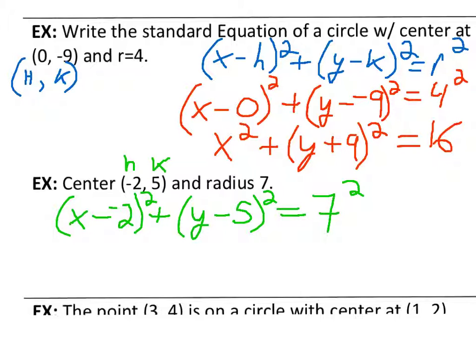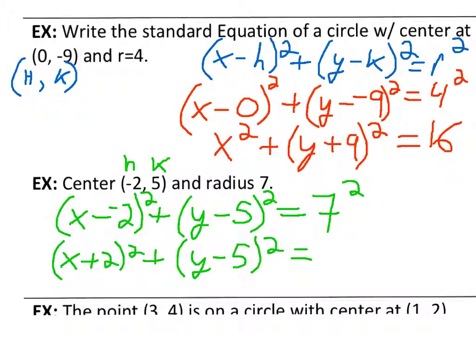Okay. So I made it to this point. All I have to do is simplify. I just want the equation of the circle. So I just have to simplify a little bit. This is going to be changed to x plus 2 squared plus y minus 5 squared. That'll be unchanged. And 7 squared is just 49. And that's it. We've got the equation of the circle.